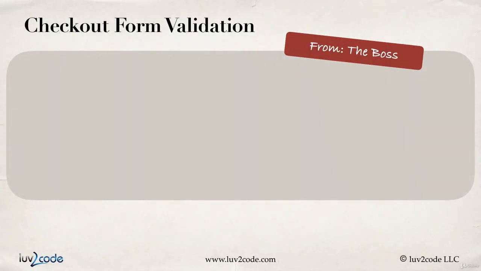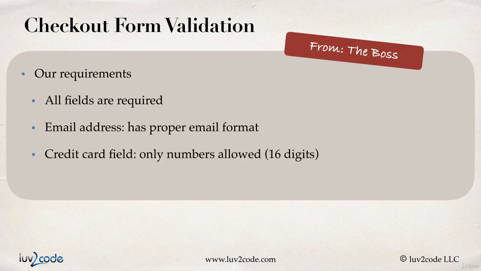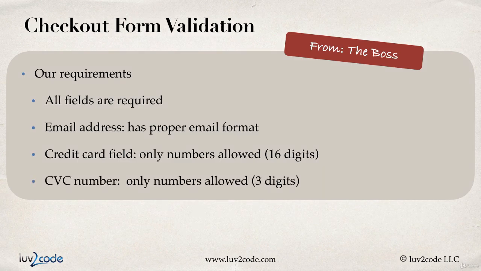For our checkout form validation, these are our requirements from the boss. He wants to make sure that all fields are required, and also that the email address has the proper email format. For the credit card field, only numbers are allowed, 16 digits. And for the CVC number, only numbers are allowed and only 3 digits.